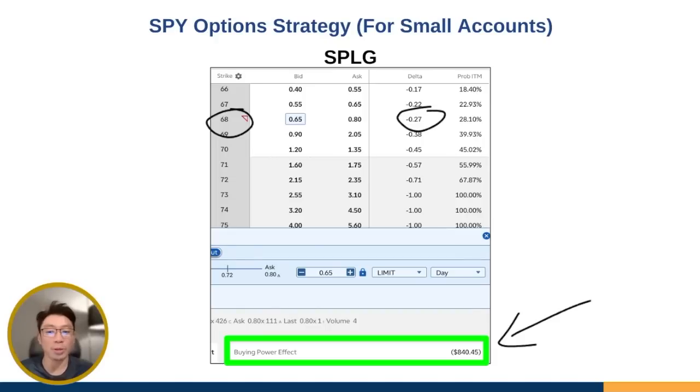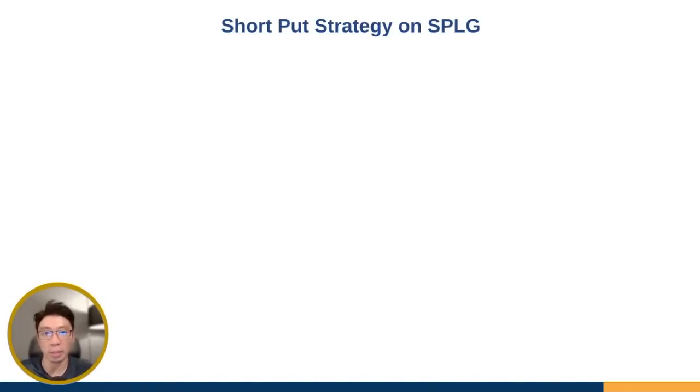Okay, so now that we know that we can use the short put strategy on the S&P 500, how should we actually trade it? I'm going to share with you the short put strategy on SPLG, and there are 2 methods for this. Method number 1 is timing the market. So how do you do this?